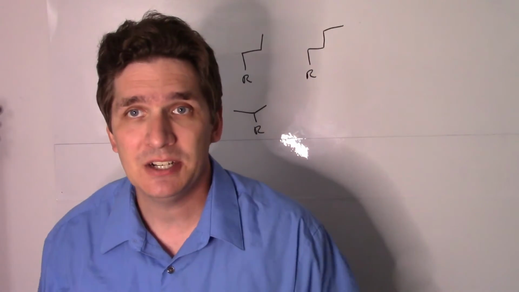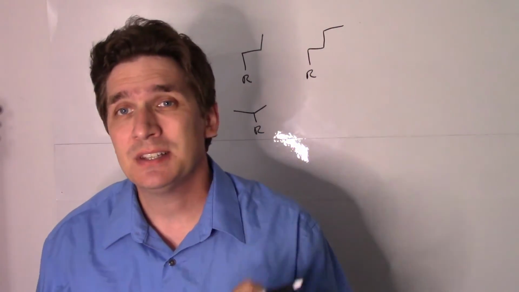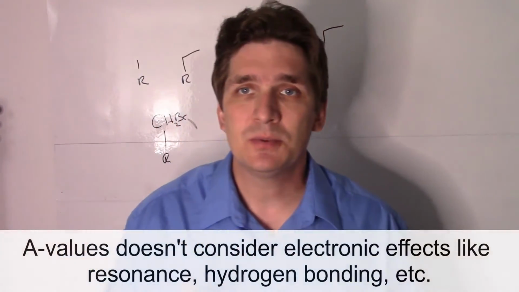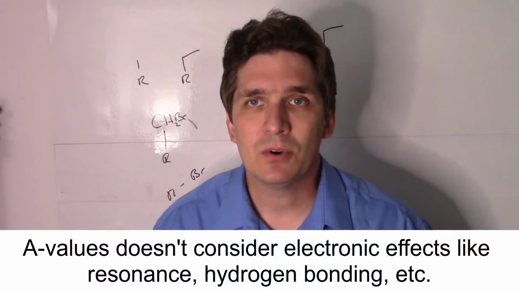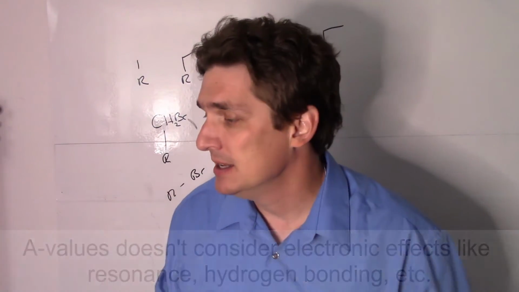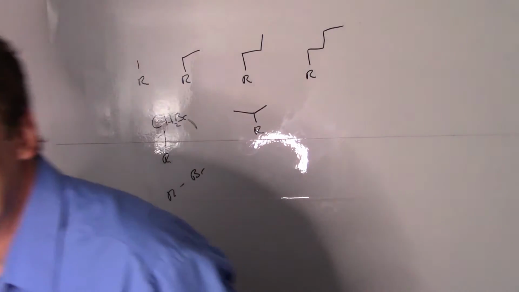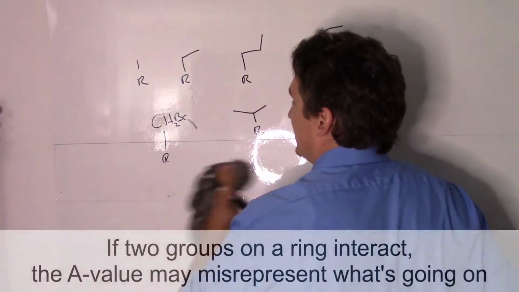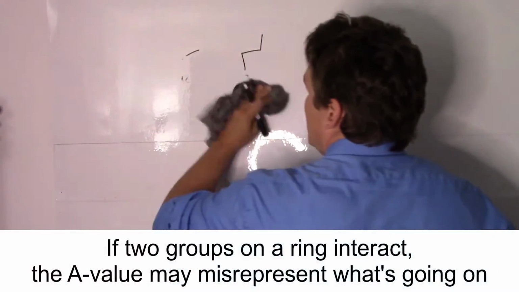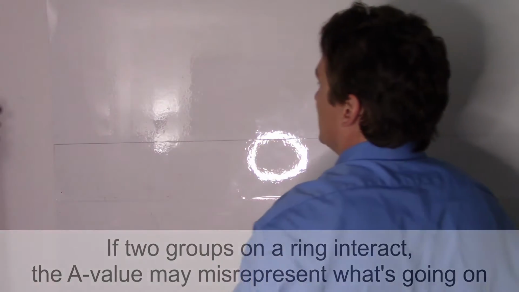Now, what's the limitation of the A-list? They don't consider electronic factors. So these groups were just measured on their own. They weren't actually looked at in terms of how they interact. But there are definitely situations that we can conceive of where electronic interaction matters. A big one is tautomerization and hydrogen bonding.